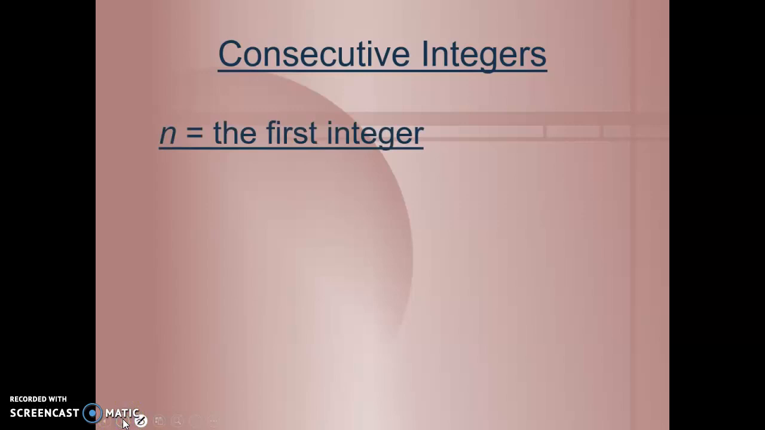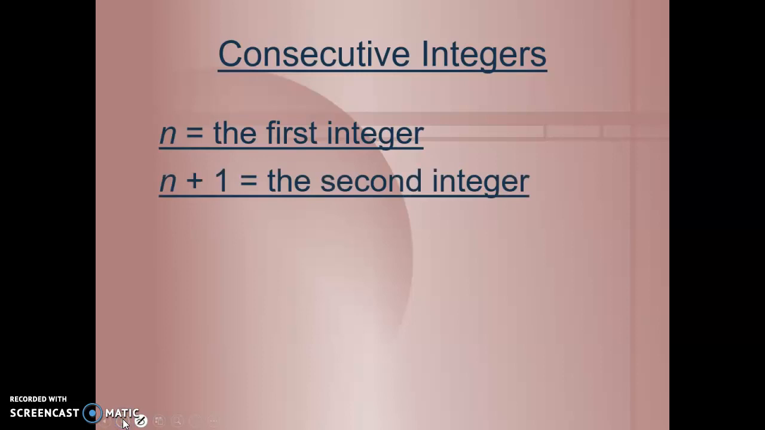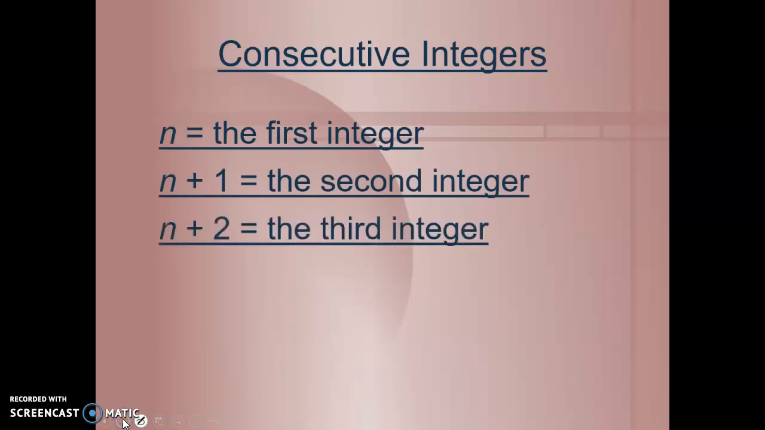Occasionally, you'll have to use variables to solve consecutive integer problems. In that case, we would use one variable to represent the first integer. Consecutive just means the next number. Well, the next one after that is 1 more, so we say n plus 1. And the next one after that is 2 more than the original number, so n plus 2.